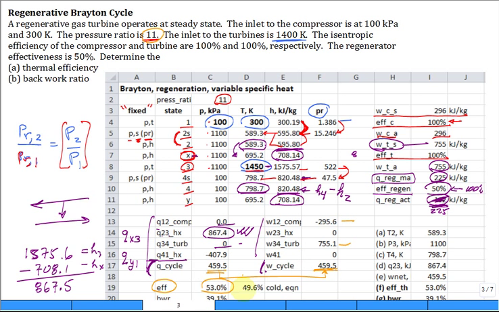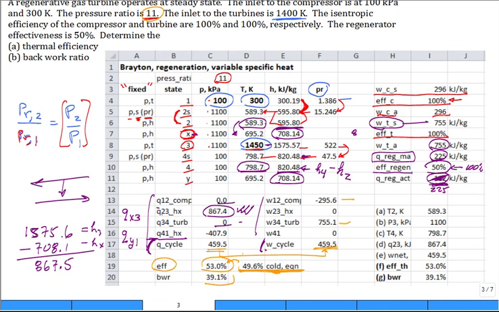How come it's higher than the predicted cold Brayton cycle efficiency, that analytic expression for the efficiency? Why is it even higher? It's because that was without the regenerator. This is with the regenerator. It's 53% thermally efficient. And then the back work ratio is a whopping 40%, still high, 39.1%. So hopefully all of that makes sense. And let's click to another problem.